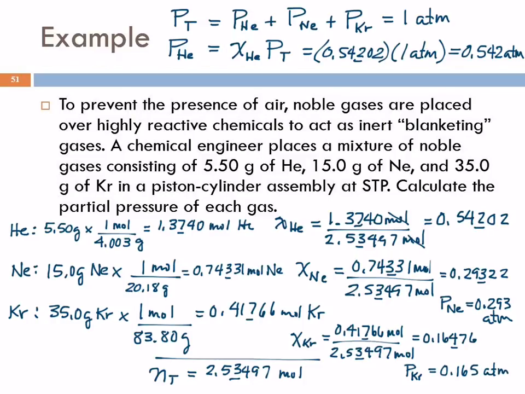So if we take those pressures, 0.542 plus 0.293 plus 0.165, they add up to 1.001. That last digit not being exactly 1 is just a reflection of this being data with uncertainty. Any questions?